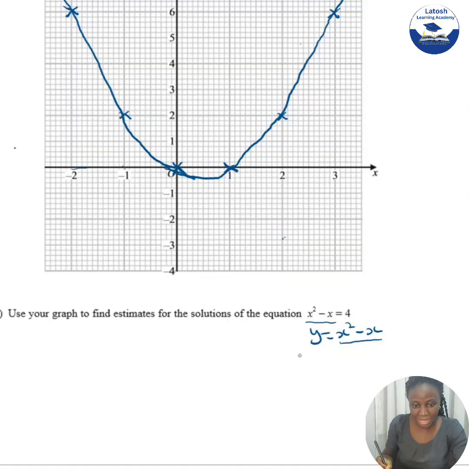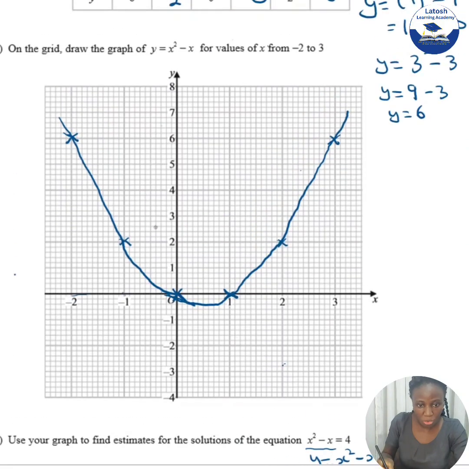So this implies that y is equal to 4, because this x squared minus x is the same thing as x squared minus x. So you draw the line of y equals 4. That will be on the y axis. This is y equals 4. We don't know the value of x, so we're going to draw it as a straight line across this.